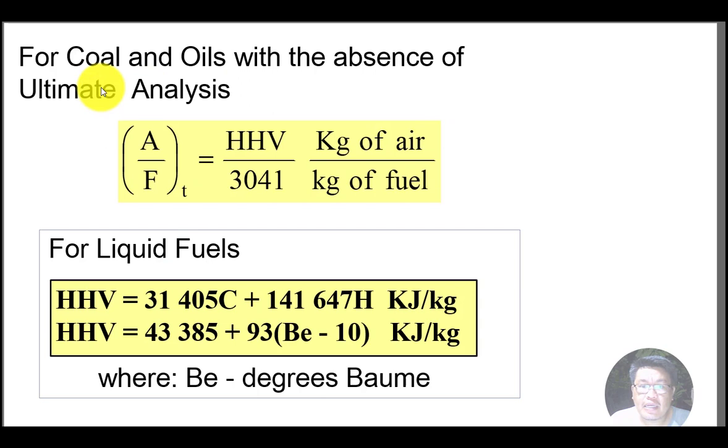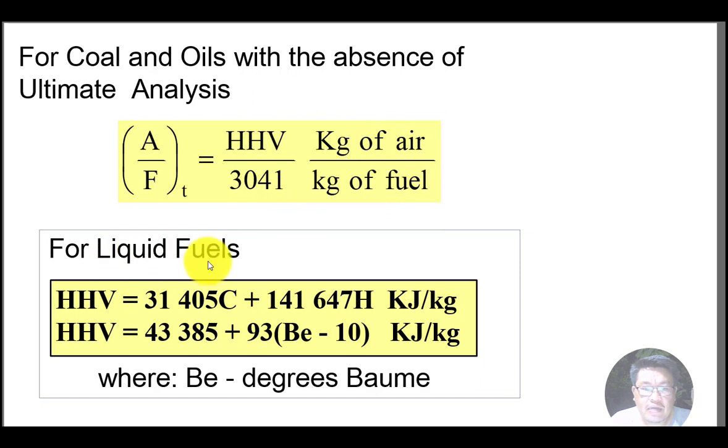Now for coal and oils with the absence of ultimate analysis, we have this air-fuel ratio. That will be the higher heating value divided by 3041. So this is using the higher heating value to get the air-fuel ratio. We have here the units of kilogram of air per kilogram of fuel.